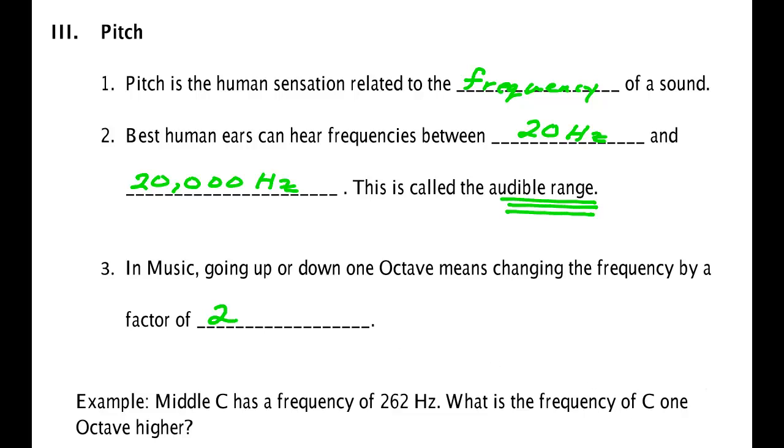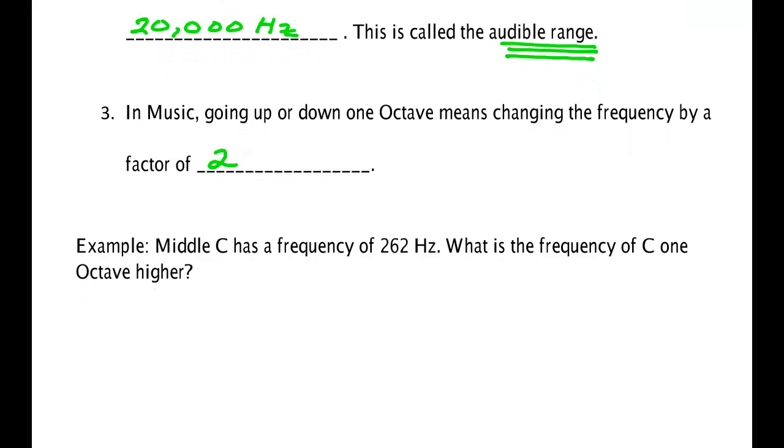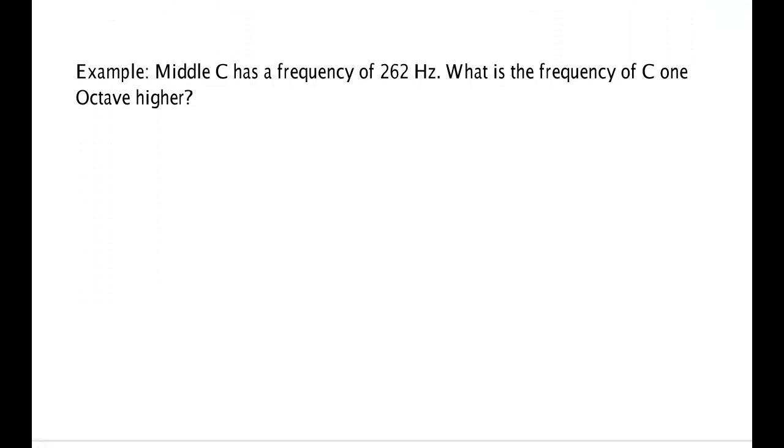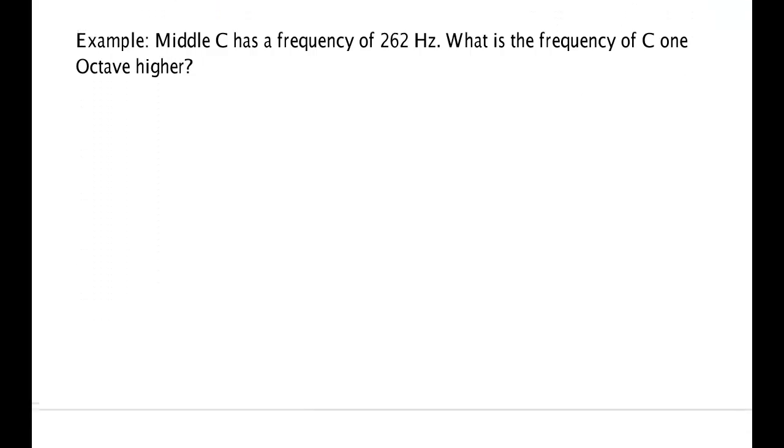So a problem that someone might ask you in this area would be something like this. They might give you a frequency. They say middle C, the note middle C, has a frequency of 262 hertz. What is the frequency of the C note that's 1 octave higher? Well, its frequency will be 2 times the frequency for the middle C note, which is 262 hertz. So the value would be 524 hertz.